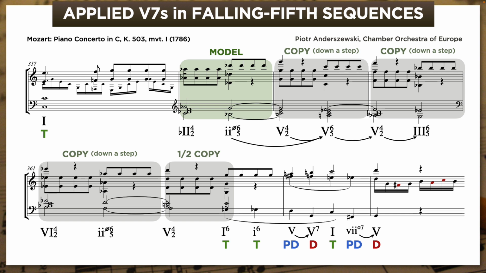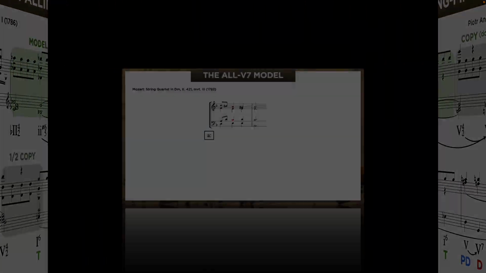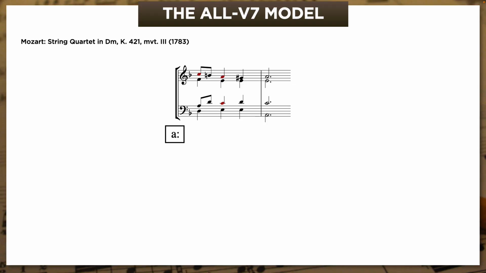Now, at this point, you'll probably be glad to know that our next few examples are a lot simpler than this one, in that their sequences use only dominant 7th chords. I call it the all 5-7 model, and we'll see it first in a passage from Mozart's K421 quartet. The movement as a whole is in D minor, but the middle section is in A minor.